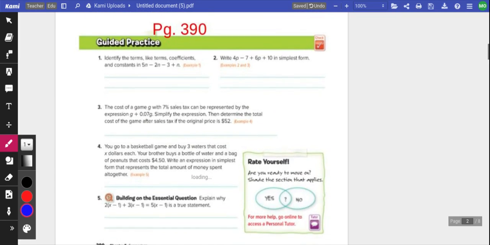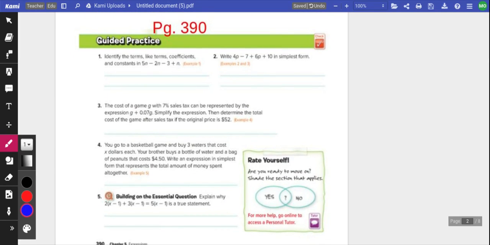Oh, wait, nope, I forgot about our guided practice. All right, so we need to identify the terms, like terms, and coefficients and constants. All right, so our terms we know is 5n, a negative 2n, a negative 3, and a positive n. Okay, what are like terms? Well, I can combine, so that was our terms. Our like terms, I can combine my negative 2n, my 5n, and just n by itself.